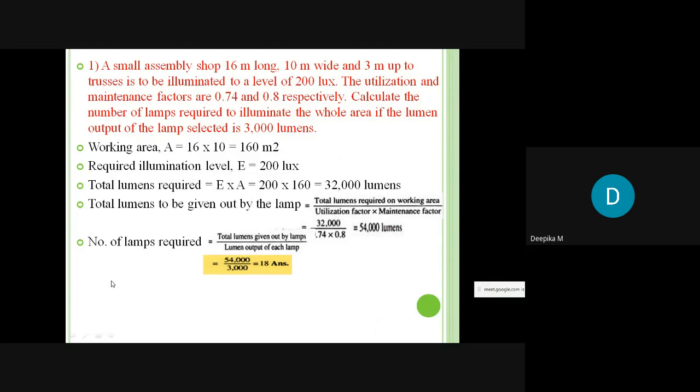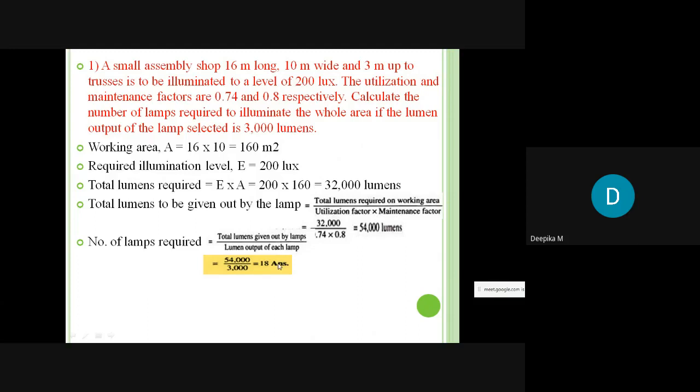So the number of lumens is nothing but what? That means the flux given out by the lamp and the lumen output of each lamp. Because we are not installing only one lamp in the assembly shop. You can see over here 18 lamps in the required hall.